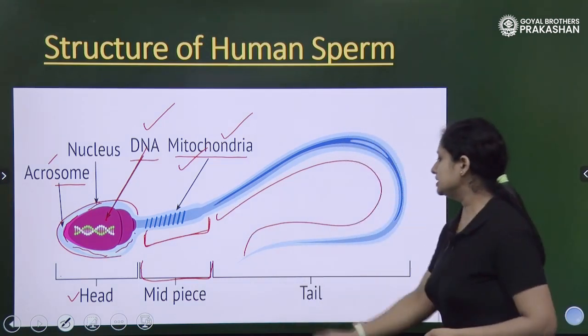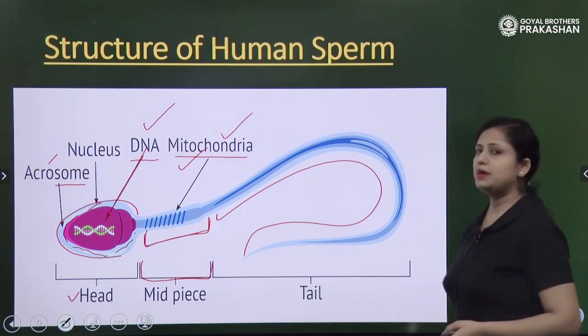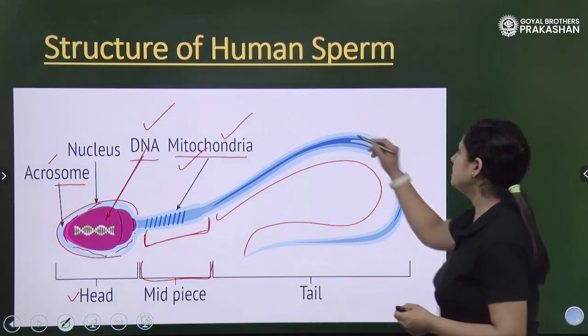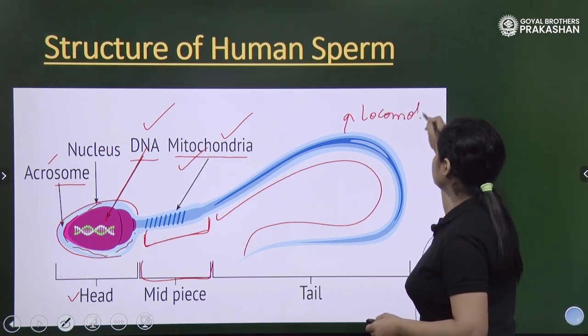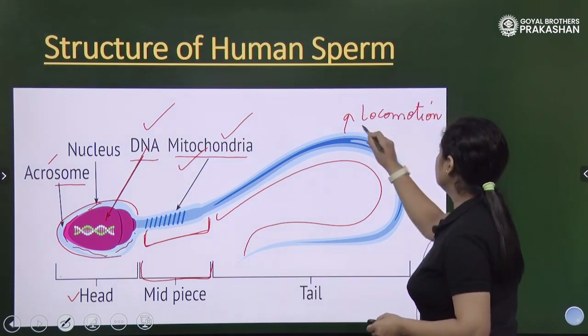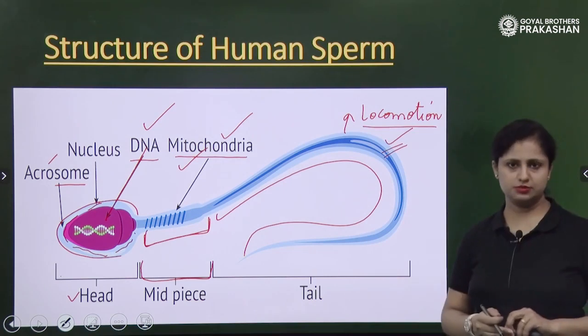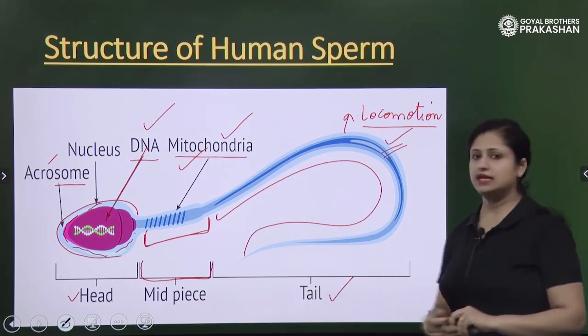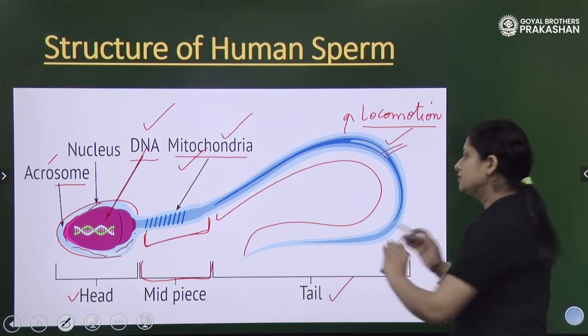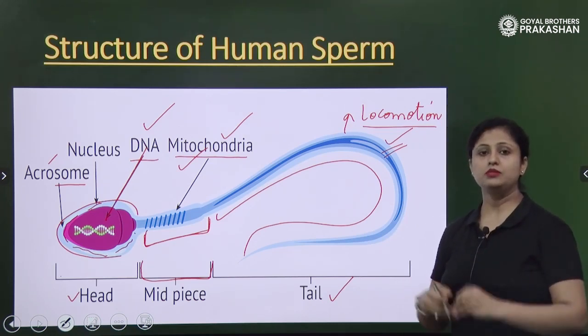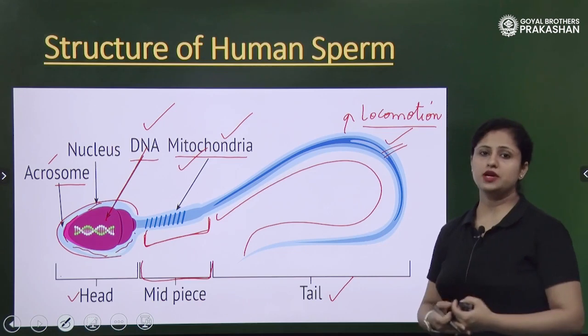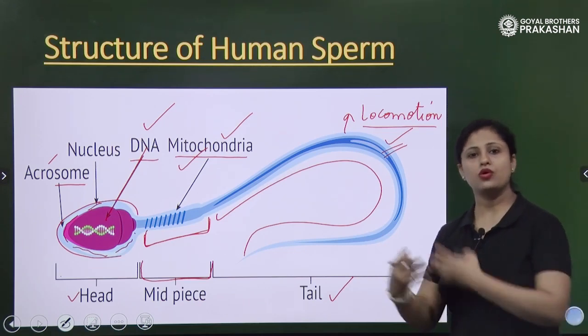Now, come to this tail part. This tail part is responsible for locomotion. So, the movement is possible because of this tail part. Because of this tail part, the human sperm can move to the female reproductive cell, that is egg or ovum.